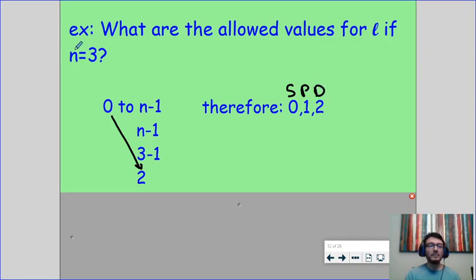So any element that has n equal to 3 could possibly have these 3 shapes within it, an S, a P, and a D. Spherical, dumbbell, and your funny shaped Ds, which we'll show you pictures of in a bit.